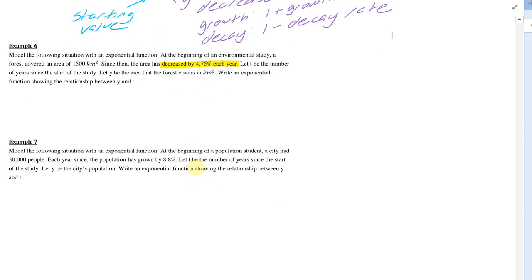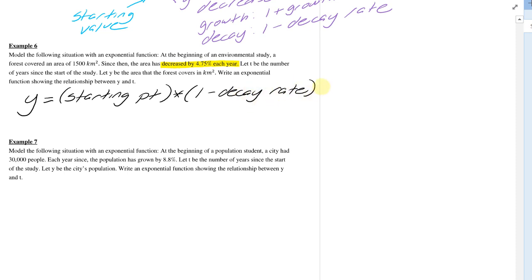So the structure of this will be y equals, and now we have to have our starting point. I just want to write all of this out. We've got our starting point times 1 minus our decay rate, and then all of that is going to be to the tth power. This is the general setup that we're going to think about.